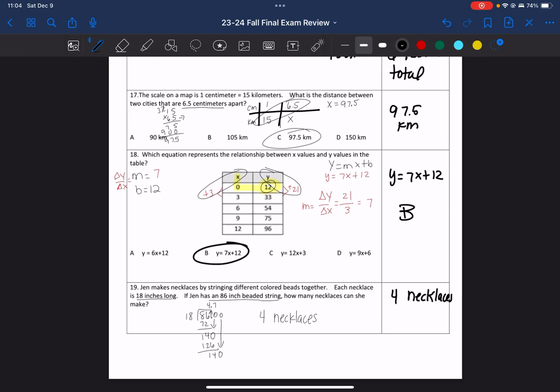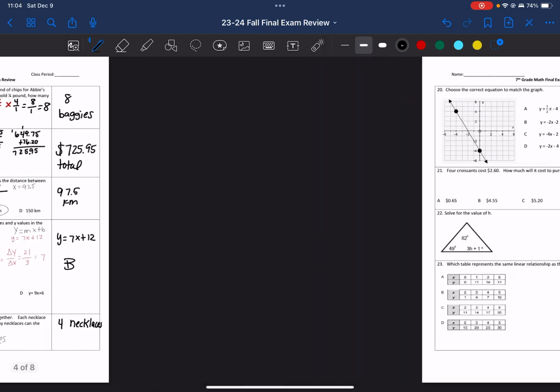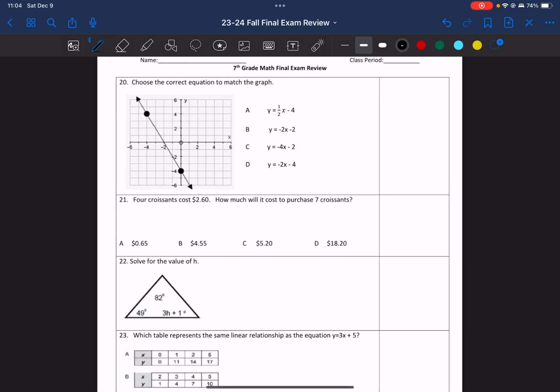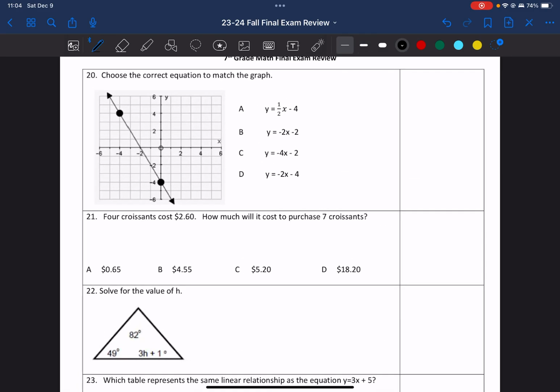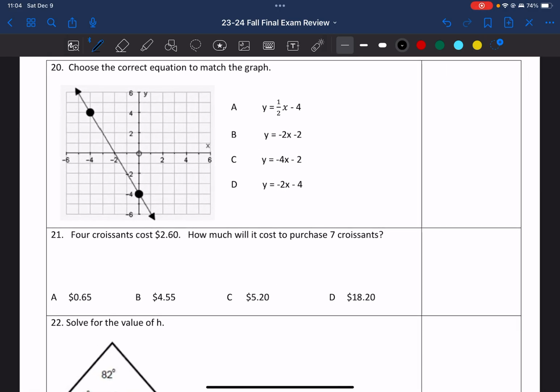Okay, let's go to the next page. Pause if you need to. Okay, so here, let's choose the correct equation to match the graph. You guys, this is not hard, okay? The first thing I want you to do when you're trying to write an equation from graphs is look at the y-intercept, the y-axis, and look at what number that dot is on. That dot is on the -4 on the y-axis. That is your b, or your y-intercept.